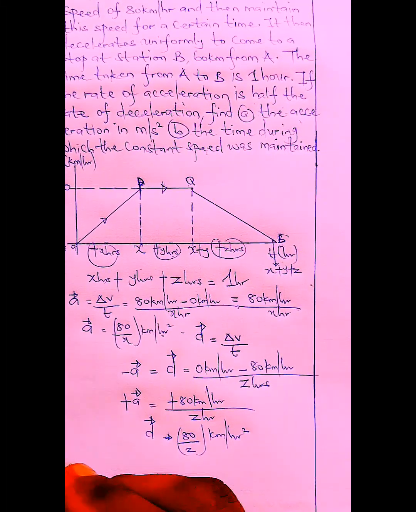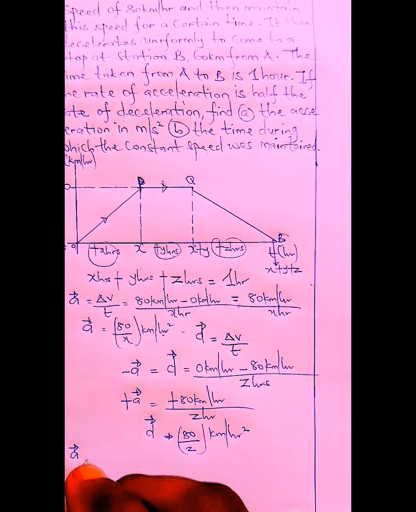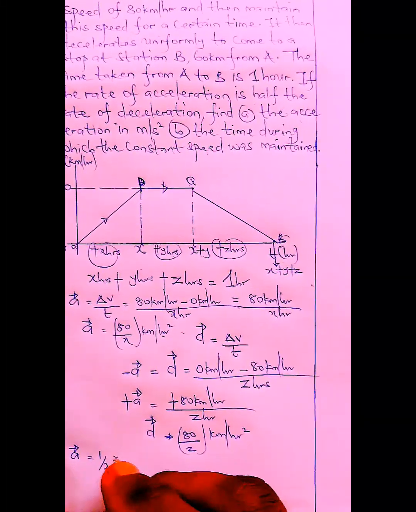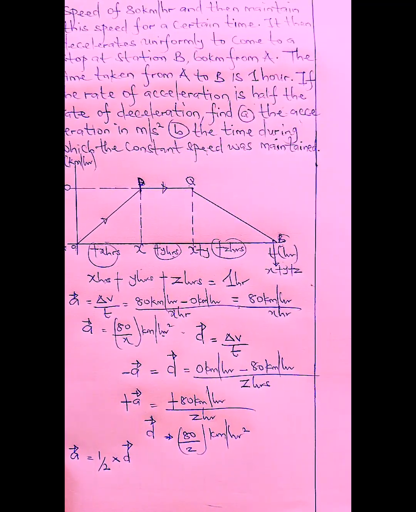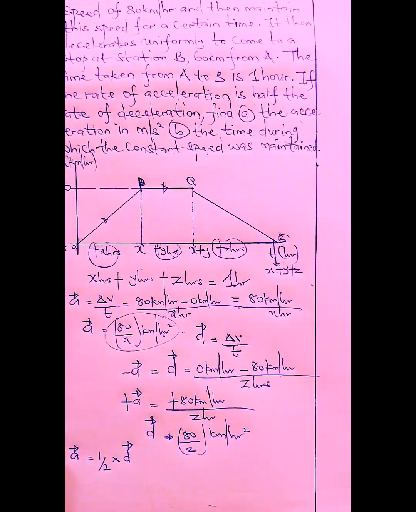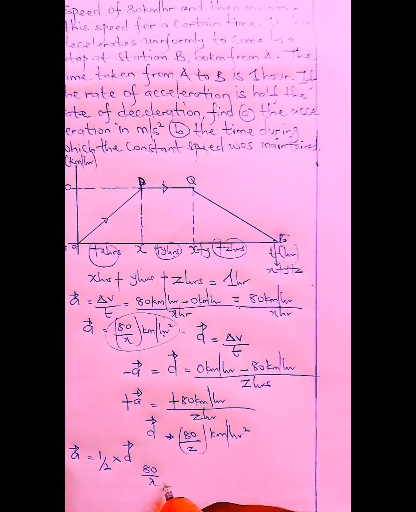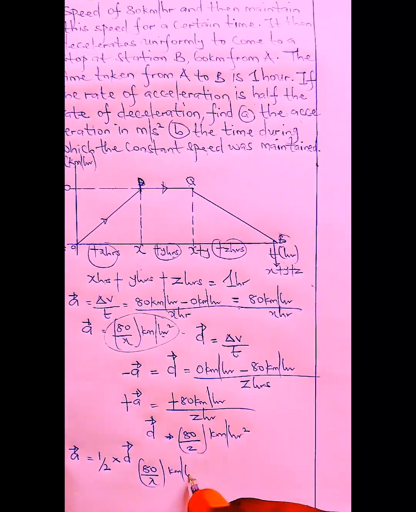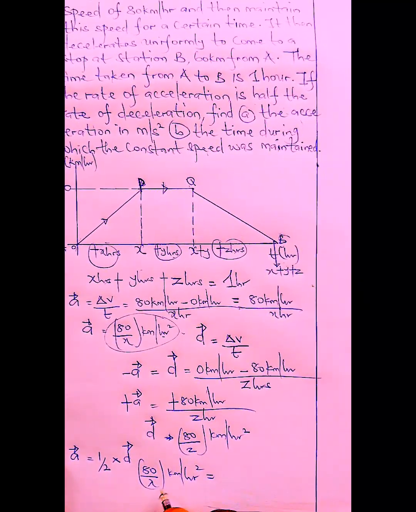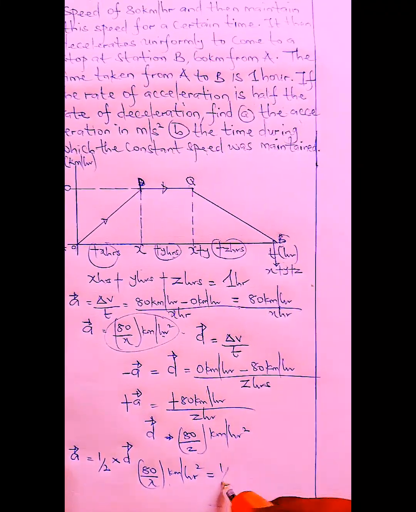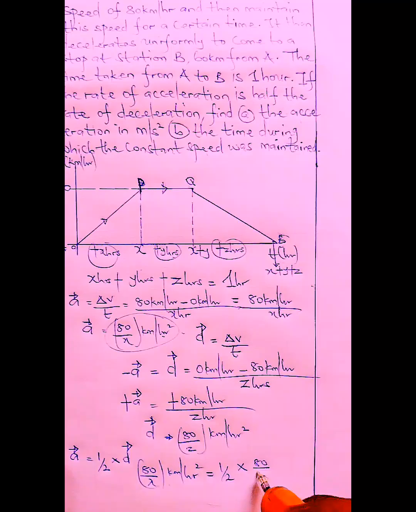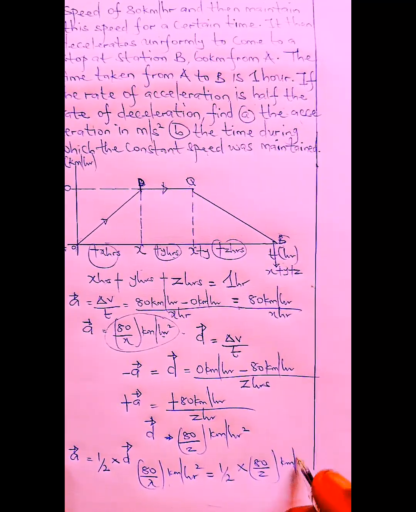So this is very simple and direct. Acceleration is 1 over 2 times deceleration. So what does that mean? We got our acceleration as 80 over x kilometer per hour squared. So 80 over x kilometer per hour squared is equal to half. To get acceleration, you need to divide deceleration into two parts: 1 over 2 times 80 over z kilometer per hour squared.